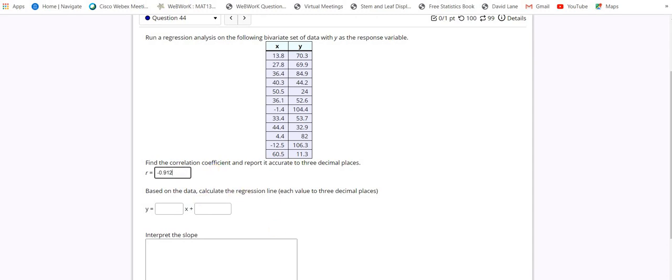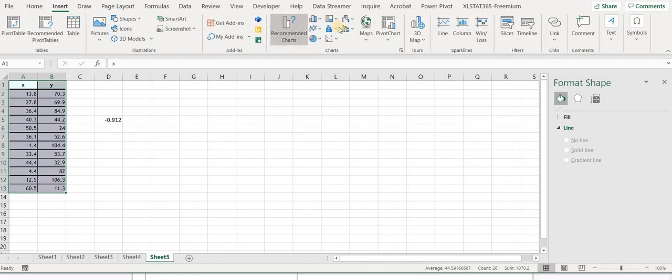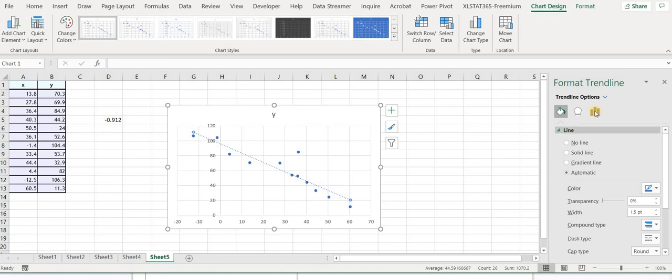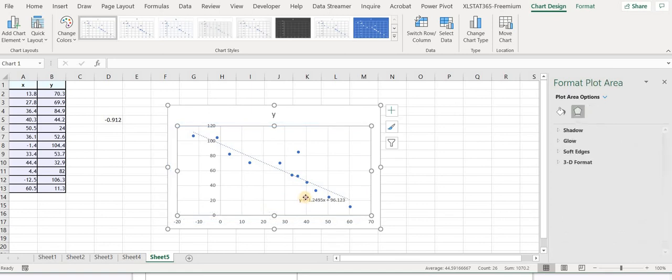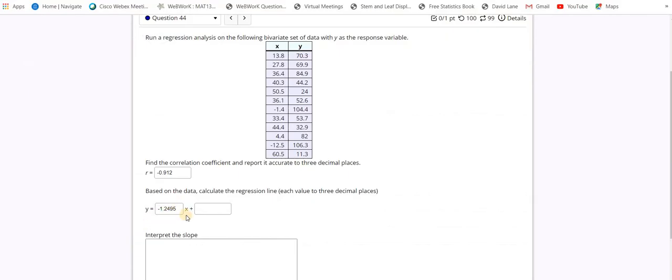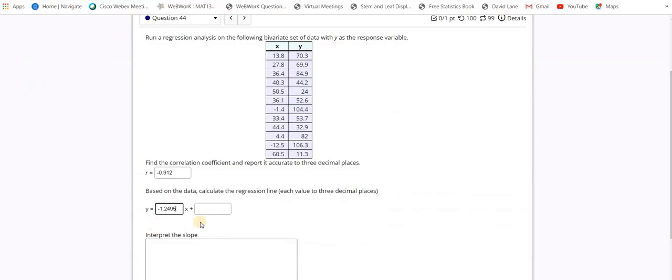Now we want to find the equation, so I'm going to select both columns, go to the insert tab, go to the scatter plot, choose the scatter plot, the plus sign, and then trend line. From the trend line, I'm going to select more options, and then I will click on the histogram and then select to display the equation, because that's what I'm interested in. So the equation is right here, negative 1.2495x. So I type the number here without the x, of course, because it's right here already, plus 96.123. So plus 96.123.